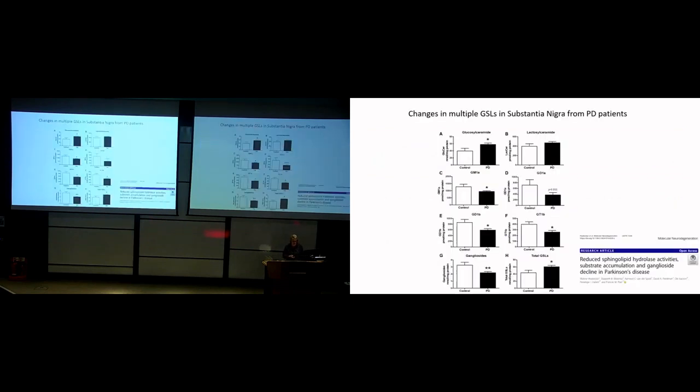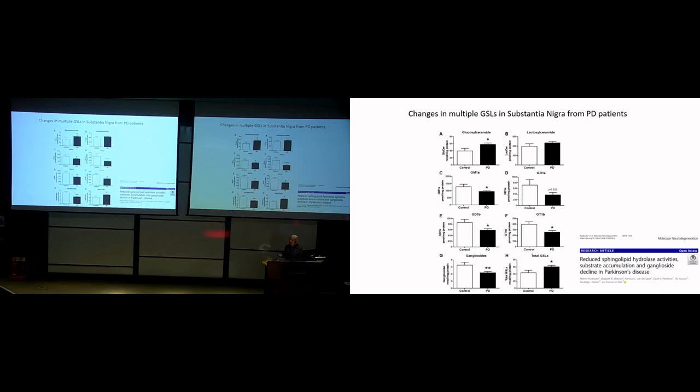So we had a look a few years ago at the substantia nigra from post-mortem brain samples, both control and Parkinson's. And what we found was that there was an elevation in glucosylceramide. This is the lipid stored in Gaucher disease. So this was consistent with a loss of function mechanism.